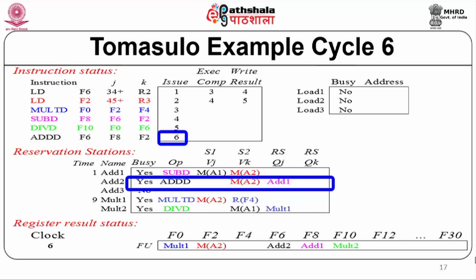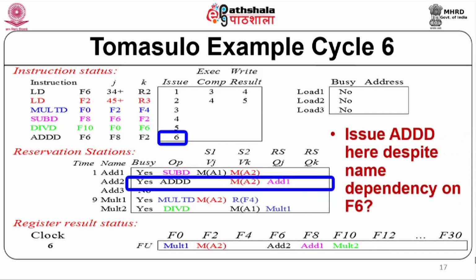The other operand indicates that the sub instruction's reservation station entry has to produce the result. The divide instruction has already been issued in the 5th clock cycle, so that goes into the multiply 2 reservation station entry. All this happens during clock cycle 6.